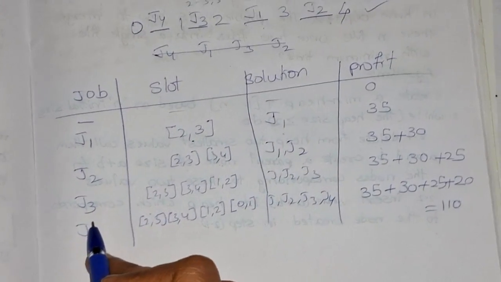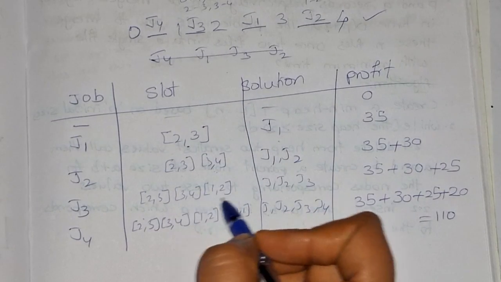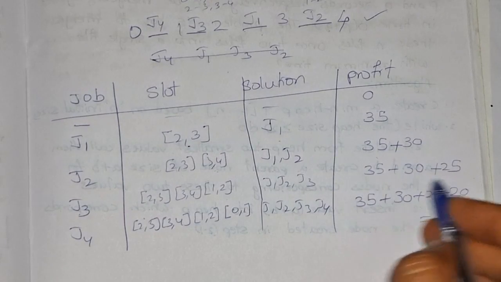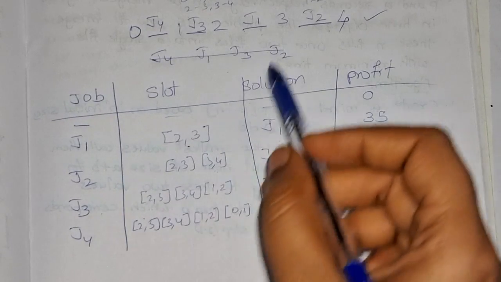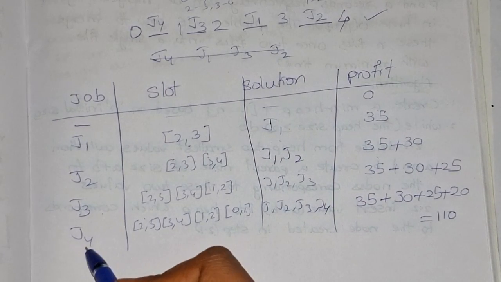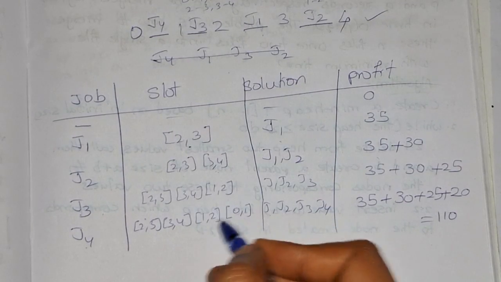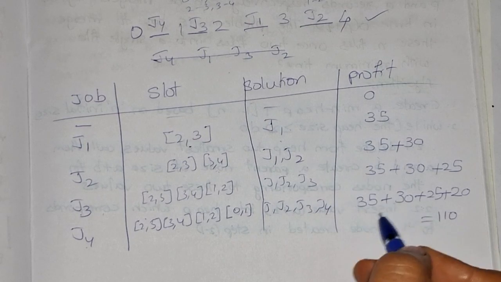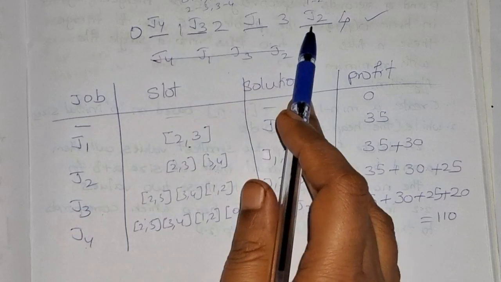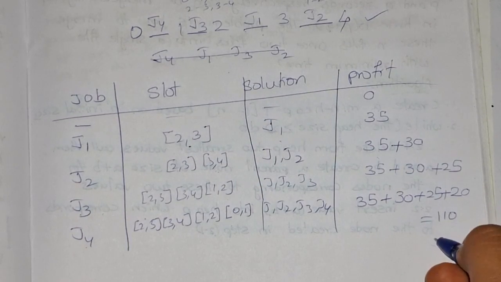Next is job J3. Job J3 is allocated which slot? 1, 2. So 2, 3, 3, 4 and 1, 2 is the slot for job J3. So J1, J2 and J3: 35 plus 30 plus 25, where J3 is 25. Next is job J4. Job J4 is allotted which slot? 0, 1. So we write this one, and the remaining is as it is. So the solution is 35 plus 30 plus 25 plus 20. We are adding all the profits of the 4 jobs since they have finished execution within the deadline. So that is 110.